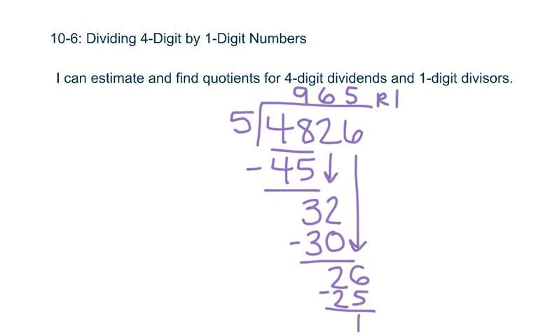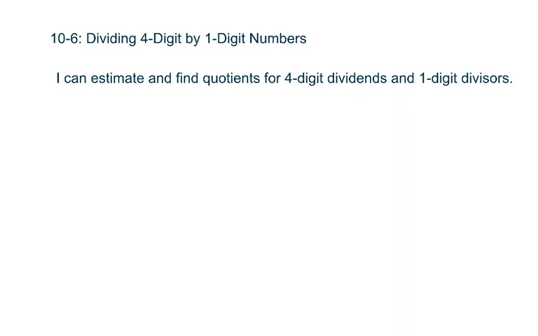So let's check for reasonableness. Is this reasonable? Yes, this answer is reasonable because 965 remainder 1 is close to our estimate of 1,000. All right, 2 more problems to go, and then we have a special challenge for you at the end.